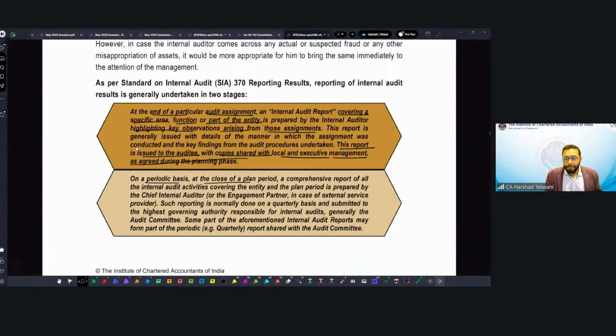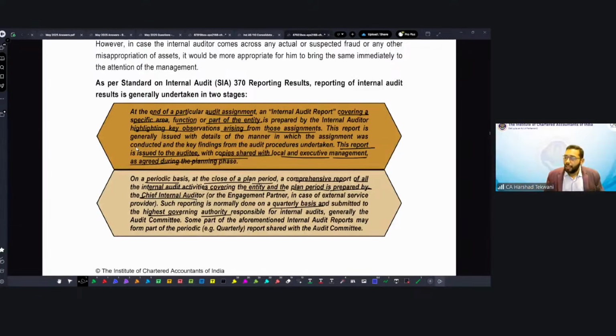On the close of the plan period, generally before audit committee meetings, a comprehensive report of all the internal audit activities covering the entity for the plan period is prepared by the chief internal auditor. This is normally done on a quarterly basis. Remember, in the September quarter, the audit committee was about to meet. At that point in time, you prepare a summary, comprehensive report of all the internal audit activities. Then you present it to the highest governing authority.